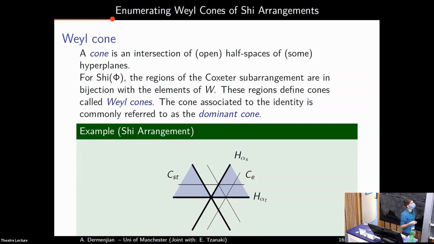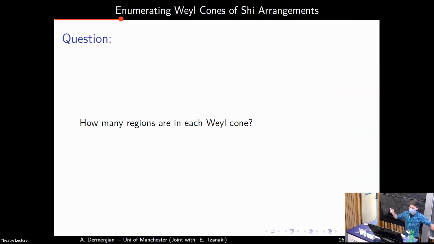So these regions, or these cones in particular, there's one cone associated to every element in the Weyl group. So that's one way to index at least the cones, and we're going to be working with those. That's why these are called the Weyl cones, because there's one for every element in the Weyl group. So the question is, how many regions are in each Weyl cone?